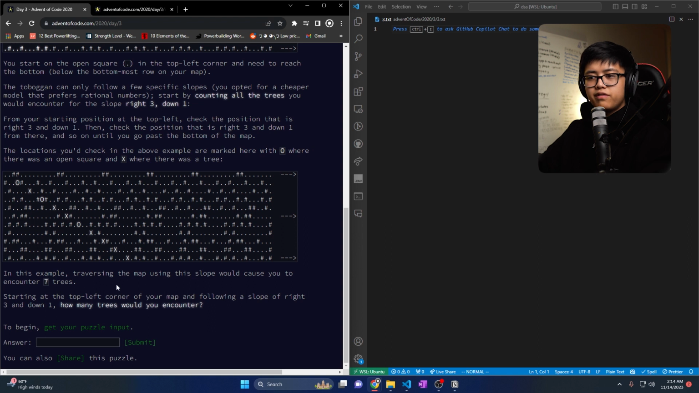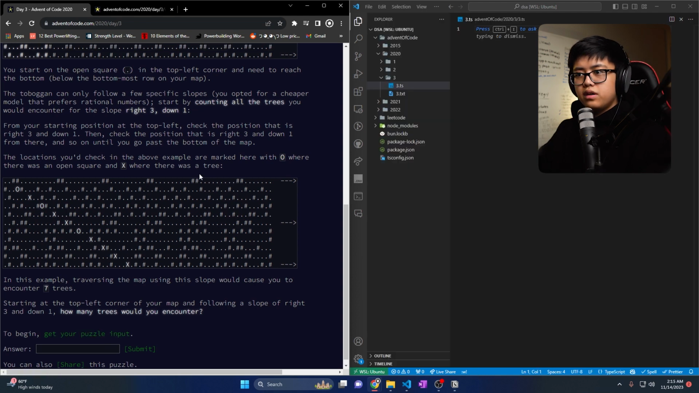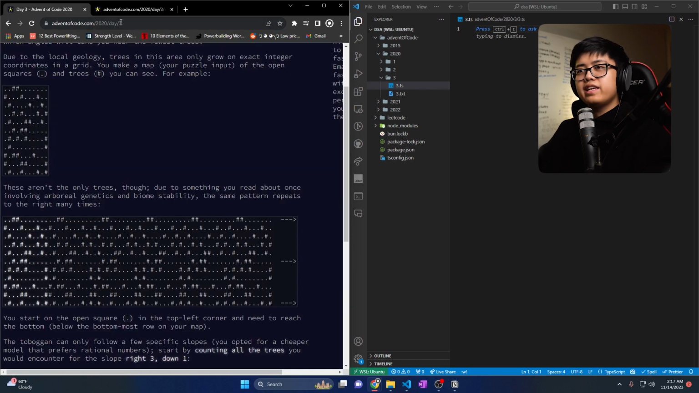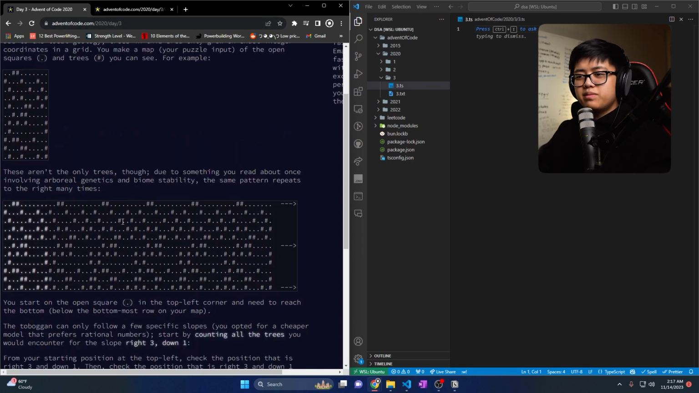Starting at the top left corner of your map and following a slope of right 3 and down 1, how many trees would you encounter? You have to go right 3, down 1. 1, 2, 3, down. 1, 2, 3, down. Oh, I get it now. So it repeats many times.